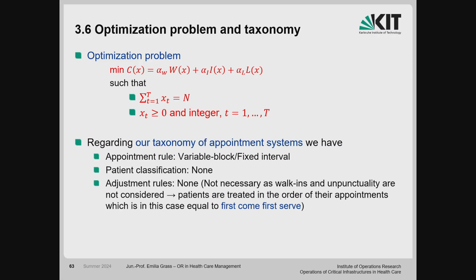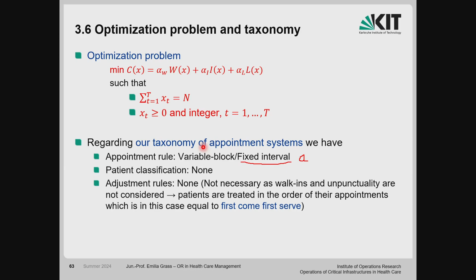If we use our appointment system rules, our rule is variable block, because the clinic has to decide how many patients per hour, let's say. So we have a fixed interval, this is A. And here is our block size, and this is what we want to decide.